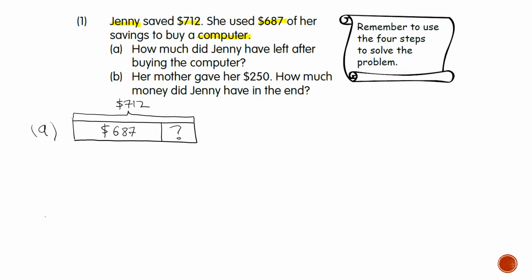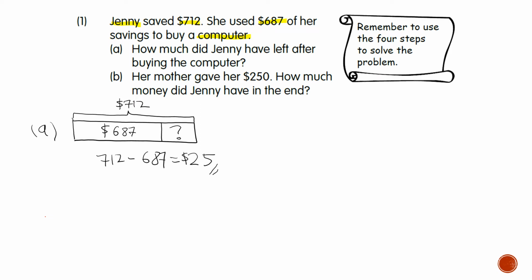Now we see how we can solve this. So now we are carrying out the plan. We see that the given total is 712 and one of the given parts is 687. So let's just carry out the plan. That's step three, where we find the question mark. So actually, how much did Jenny have left after buying a computer? 712 minus 687. Now, although I'm going to give you the answers, you have to actually work it out yourself. So the answer is $25.